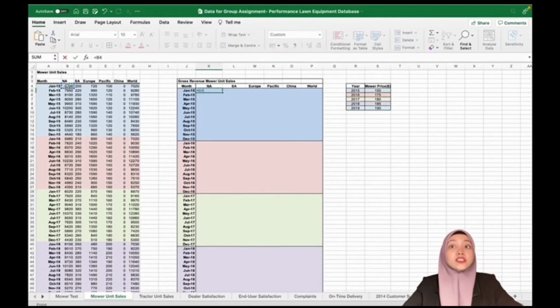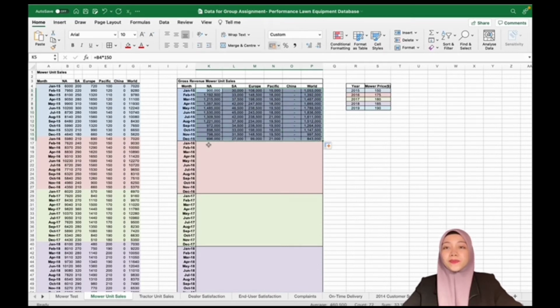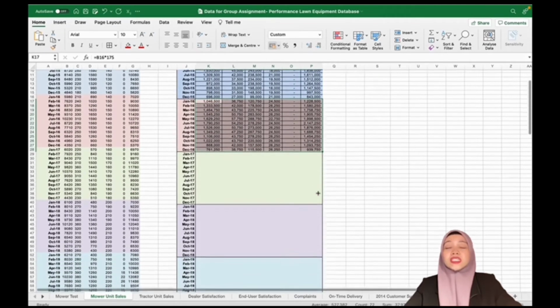So first, what you got to do is put in the equal sign and then the first data and multiply it by the mower price in 2015, which is $150, and then drag it to the right and down to see the result of the revenue. Repeat this process for year 2016, 17, 18 and 2019. Also, for the tractor unit sales, we are using the same process and steps.